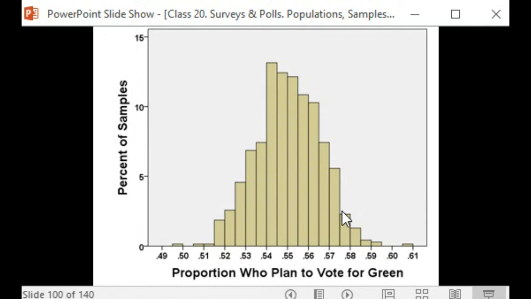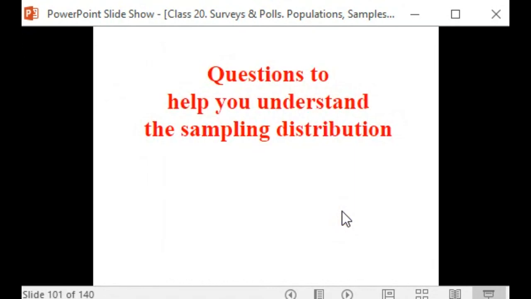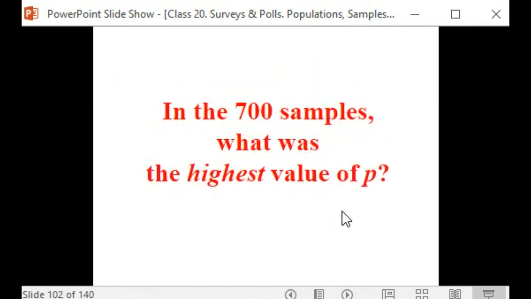Eventually you're going to be very comfortable with sampling distributions, but right now, seeing it the first time, it can be a little puzzling. So I'm going to ask you some questions that will help you understand the sampling distribution. For these questions, I do want you to stop and think about each one. So here's the first question. In the 700 samples, what was the highest value of p?